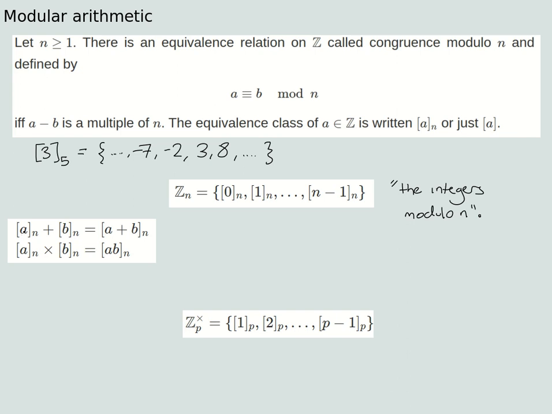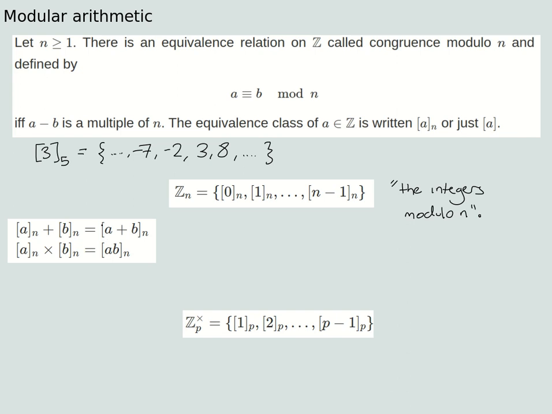So we can define addition of equivalence classes by defining the class of A plus the class of B to be equal to the class of A plus B. And we can define the product of two equivalence classes, so the class of A times the class of B, to be the equivalence class of A times B.